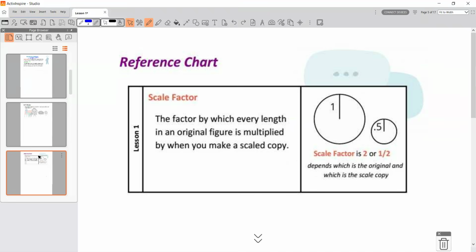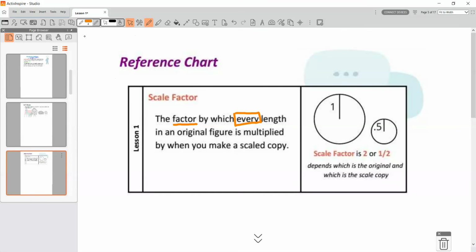All right, then you can put this scale factor on your reference chart. So the scale factor is going to be really, really important. And the scale factor is the factor, and factor means multiply. Okay, so a factor is something that multiplies. The scale factor is the factor by which every length in the original is multiplied when you make a scale copy.